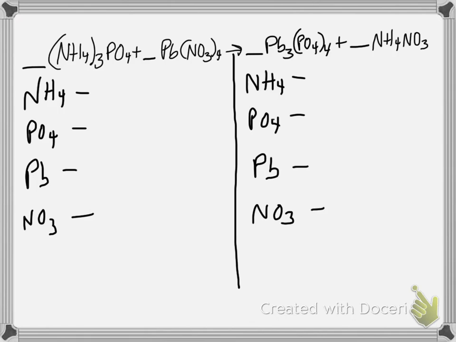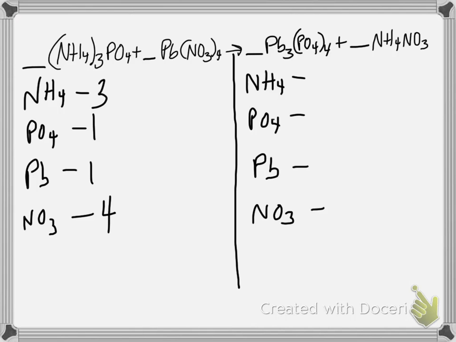Okay, so how many ammonium ions do I have? On the reactant side, I should say. 3. Yes. This subscript 3 tells me I have 3 ammonium ions. How many phosphate ions? 1 phosphate ion. How many lead ions? 1. And how many nitrate ions? 4.